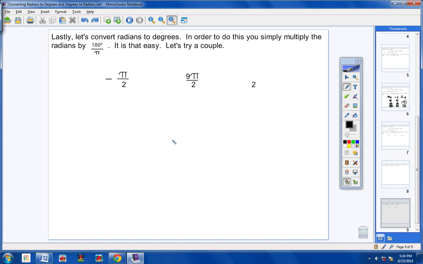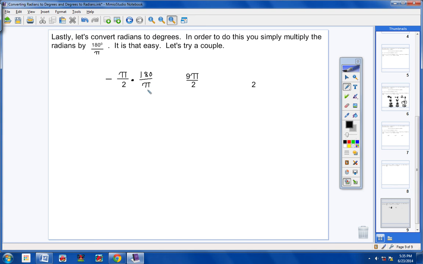Here we go. Okay, let's convert negative pi over 2 to degrees. Now we should get 90, right? Remember our circle that we've looked at before, and here's pi over 2 right here, and of course that's also 90 degrees. So we should get 90 degrees. Let's see what happens. Let's take negative pi over 2 and multiply that by 180 over pi.